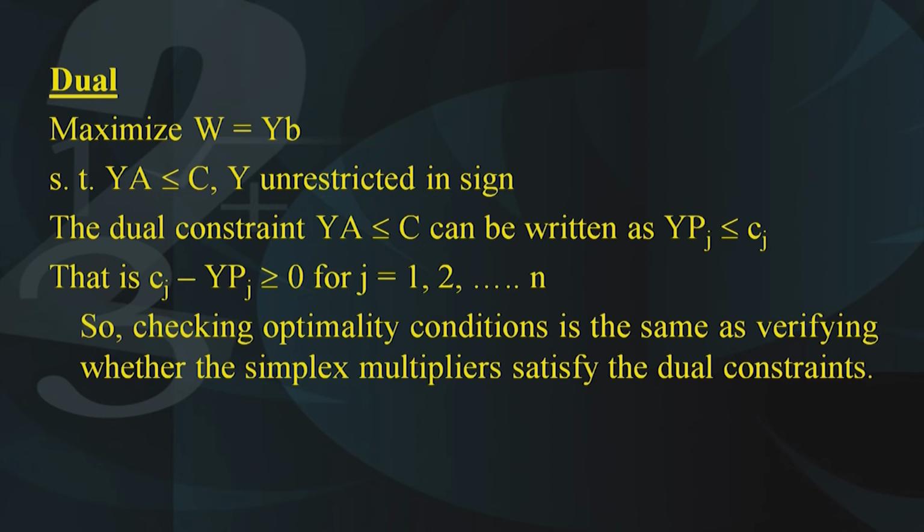The dual constraint y a less than or equal to c can be written as y p j less than or equal to c j, that is c j minus y p j is greater than or equal to 0 for j is equal to 1 up to n. Therefore, checking the optimality conditions is the same as verifying whether the simplex multipliers satisfy the dual constraints or not.